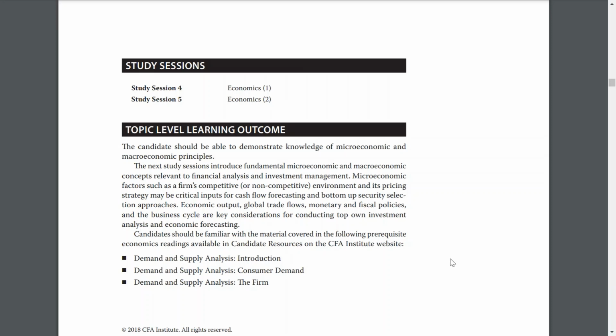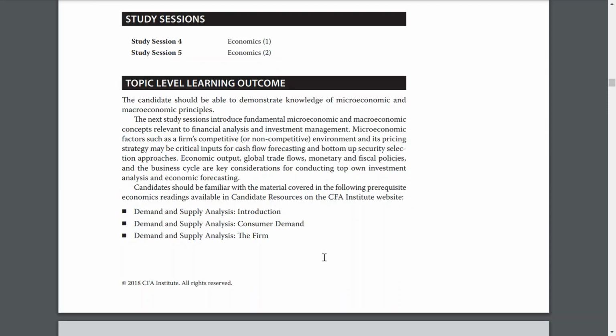Economic output, global trade flows, monetary and fiscal policies, and the business cycle are key considerations for top-down investment analysis and economic forecasting. Candidates should be familiar with the material covered in the following prerequisite economic readings available in candidate resources on the CFA Institute website: Demand and Supply Analysis: Introduction, Demand and Supply Analysis: Consumer Demand, and Demand and Supply Analysis: The Firm.